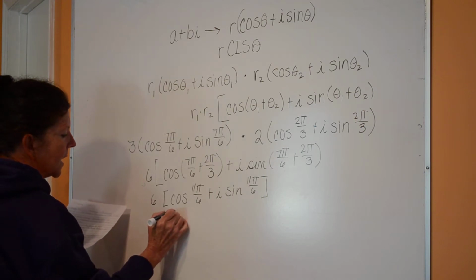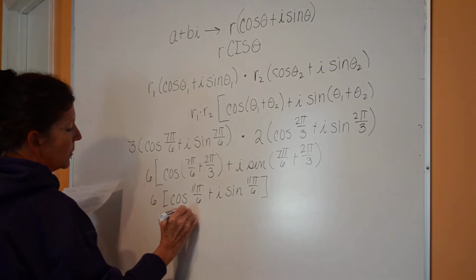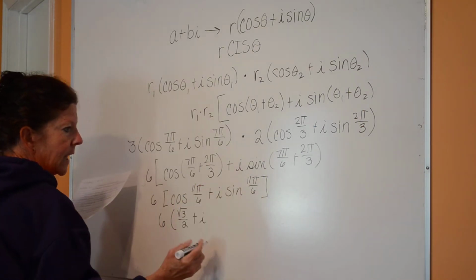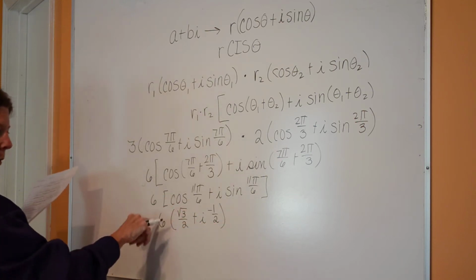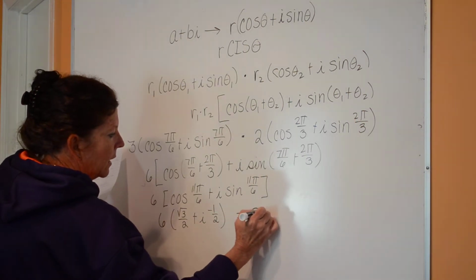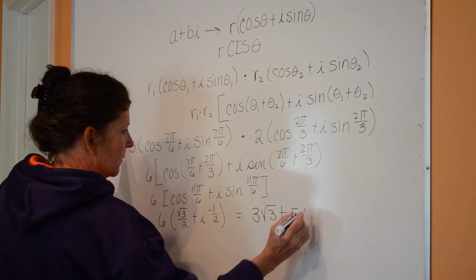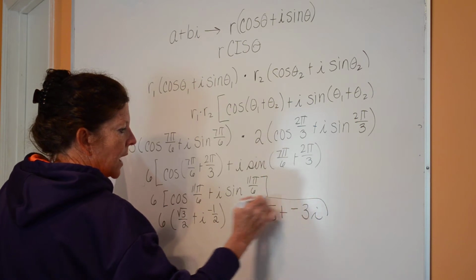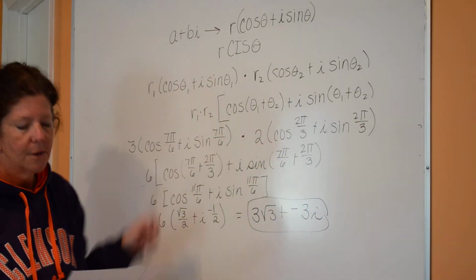Well, the only thing that's left to do then is give me my values there. So I have 6 times the cosine at 11 pi over 6, which is the square root of 3 over 2. And the sine at 11 pi over 6 is negative 1/2. Then I'm going to distribute my 6. So it's going to give me 3 square root of 3 plus negative 3i. I'm always going to put the i at the end. And that's going to be my answer for when I multiply those two things together.